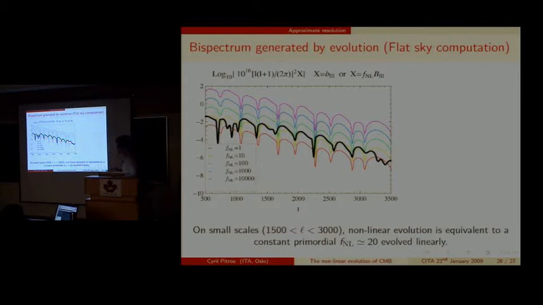First, since I relied on small scale approximation, what I plotted here is the equilateral configuration, just because I needed all the L's in the bispectrum to be large. What people are using when they want to detect non-Gaussianity of local type is the squeezed configuration.